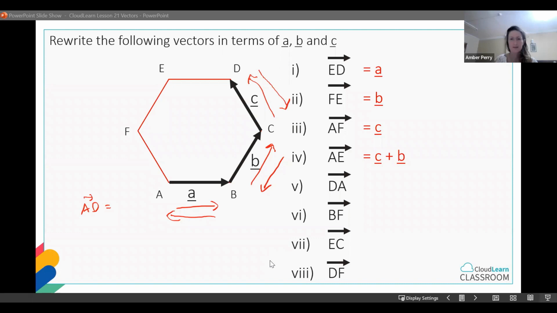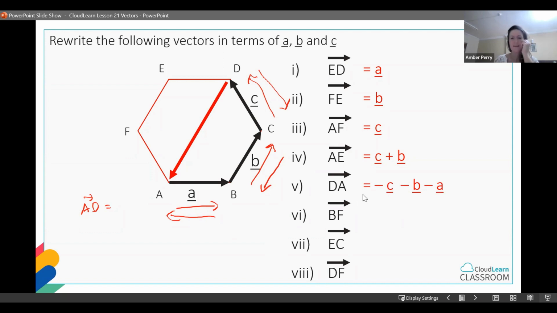So have a go, thinking about what it would be if it was all negative. I'm going to pop that answer up for you then. So you were correct with the letters. You had all the letters correct, but you just needed to think about the negative direction that we're going in from D to A.